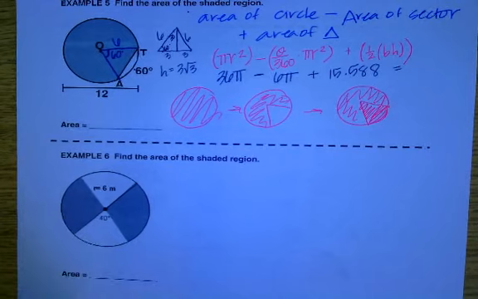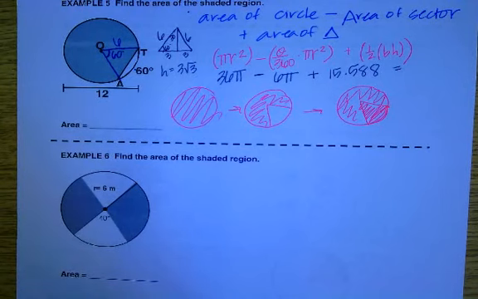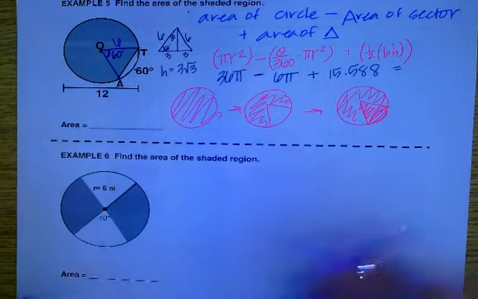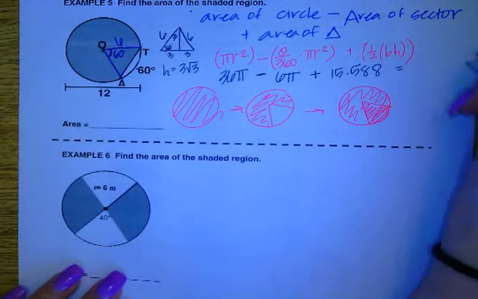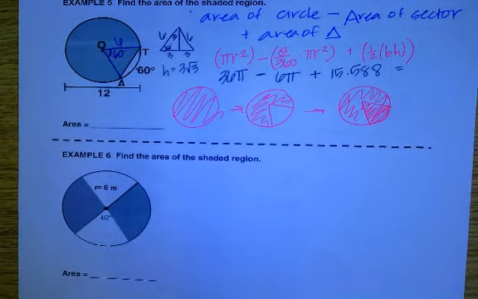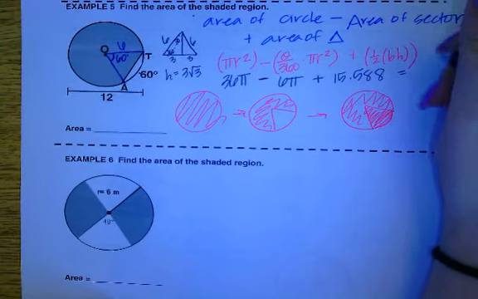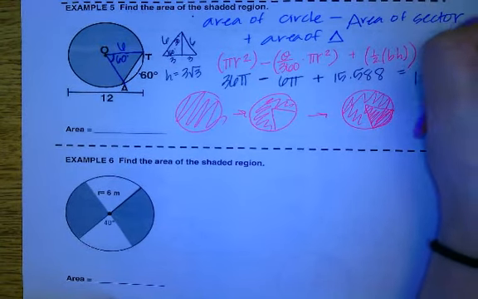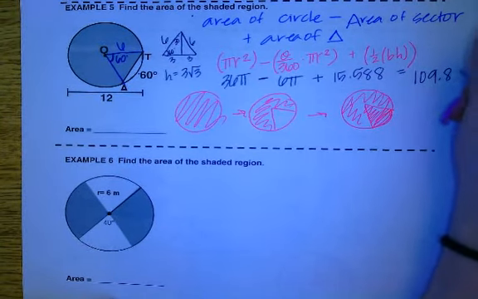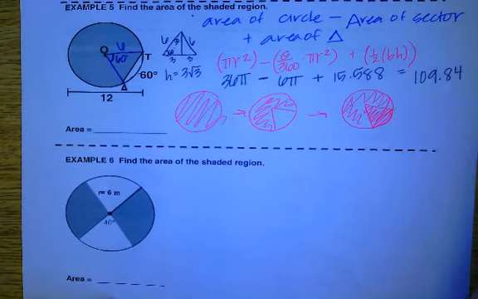To the nearest hundredth. Okay, so 36 pi minus 6 pi plus 15.588, you should get what? 109.8. I had 8.4, but I left my terms exact. But as long as you're in the ballpark of 109.8, you're good. Unit squared.